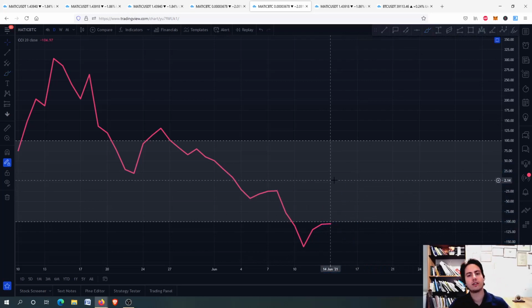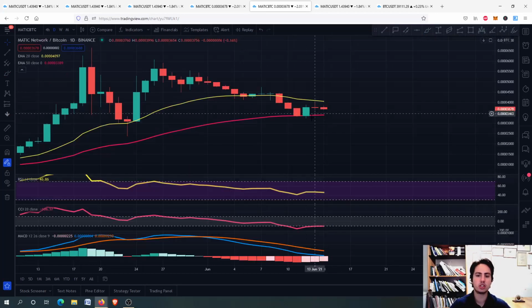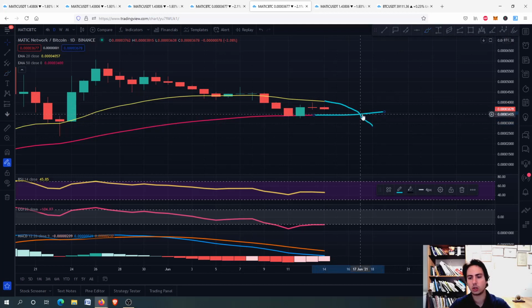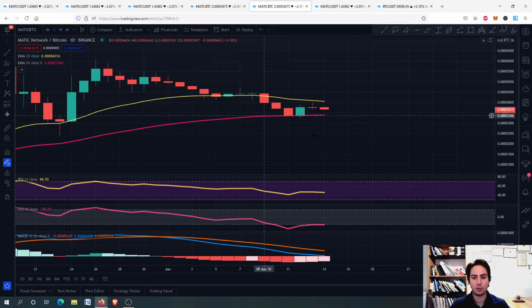So we are in an oversold situation according to the commodity channel index. We might move upwards. The point here is not to see the bearish cross between the 20-day exponential moving average, the yellow line, for example, and the red line. We don't want to see those two lines crossing each other. This would mean a further correction for MATIC against Bitcoin in the chart right here.